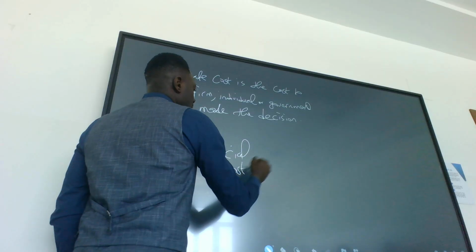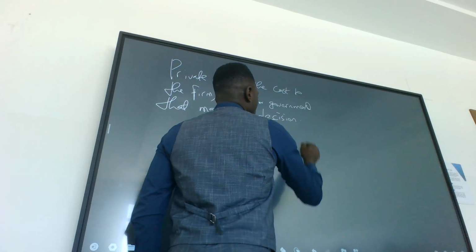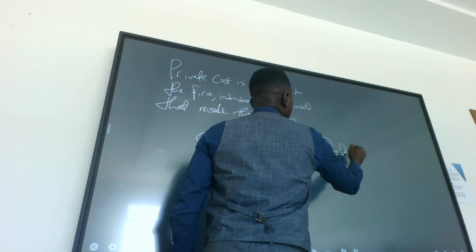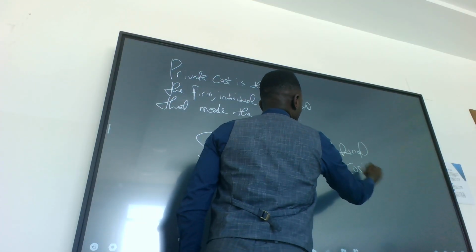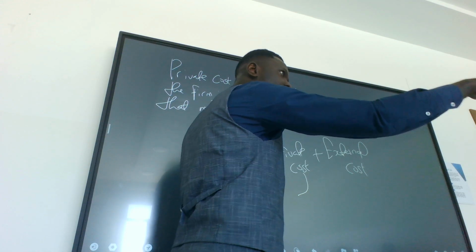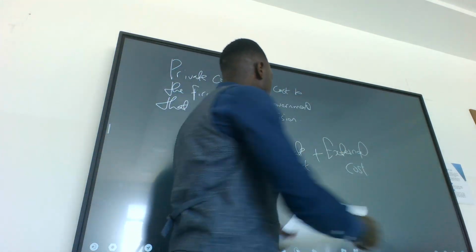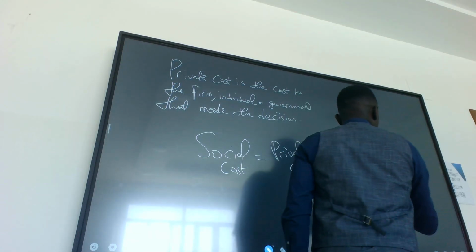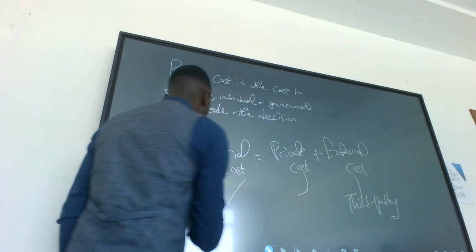Social cost is private cost plus external cost. The private cost is the cost to the individual. My cost, your cost, because you made the decision. The external cost is the cost to the third party. The social cost is the cost to the society.